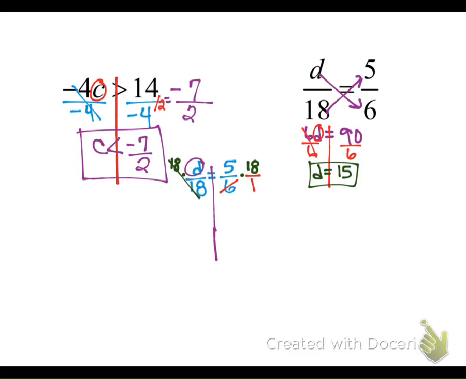So what's 6 divided by 6? 1. What's 18 divided by 6? 3. So from here, I bring down my variable, d equals, so what's 5 times 3? 15. What's 1 times 1? Do I need to have that as a denominator? No, because I want it in simplest form.